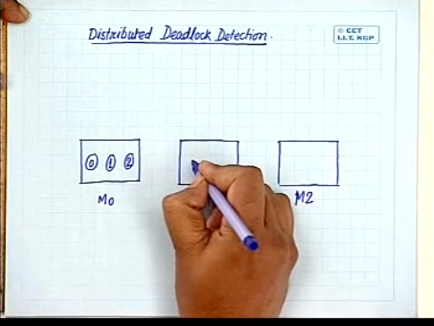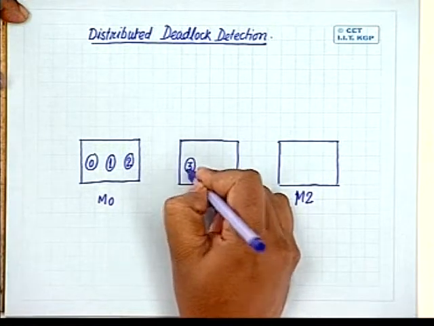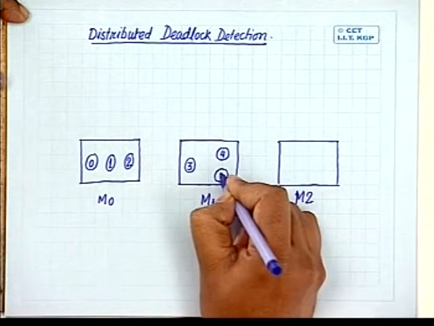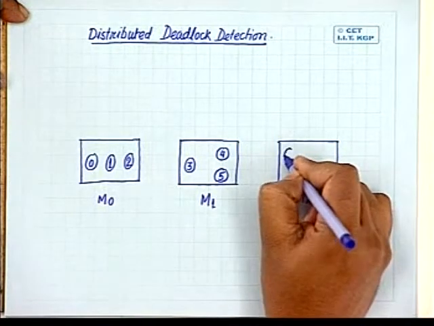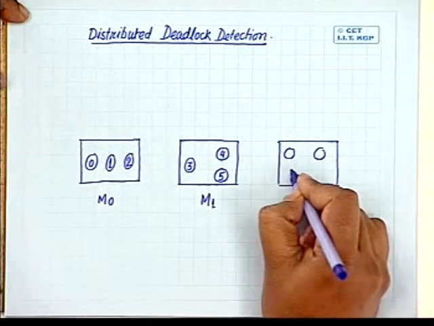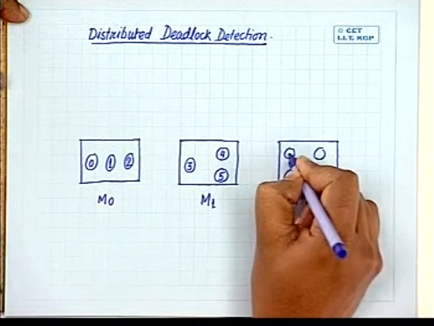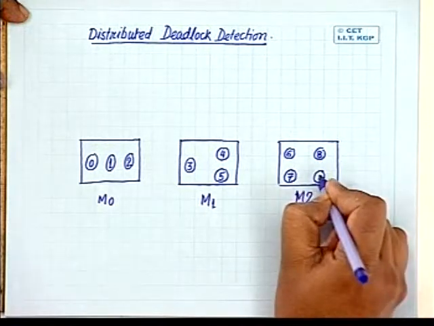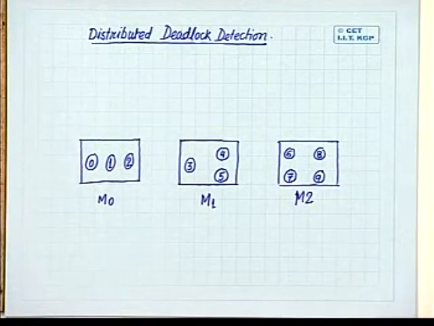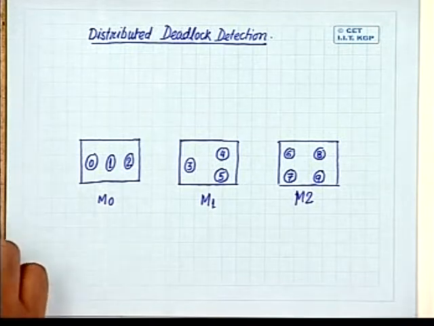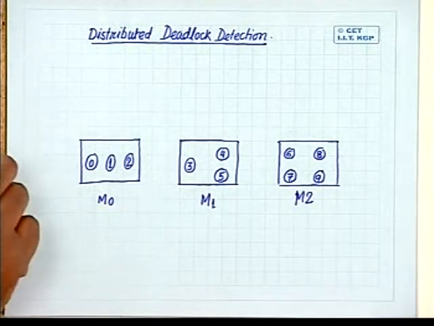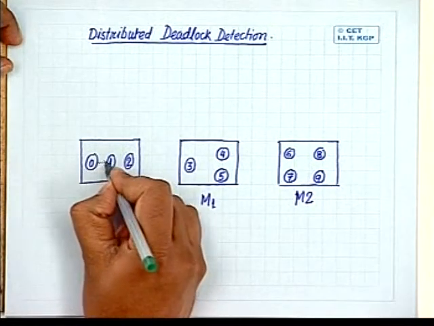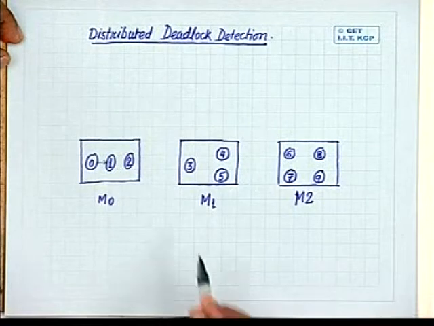Here again we have three processes, 3, 4, and 5, and we assume that here there are four processes, process 6, 7, 8, and 9. Okay. So the problem that we took was something like this. Suppose process 0 puts a request for a resource which is currently held by process 1.